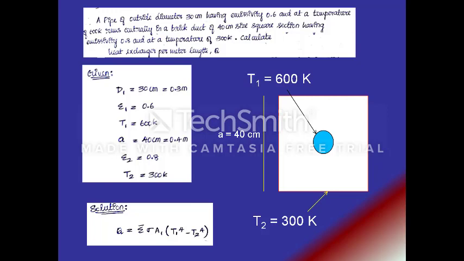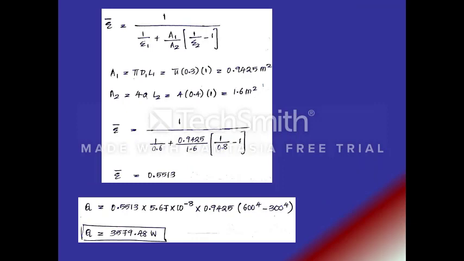We know this is the formula for heat transfer: epsilon bar into sigma into A1, where A1 is the surface area of the pipe, multiplied by T1 power 4 minus T2 power 4. For concentric spheres or cylinders, the formula for epsilon bar is 1 by epsilon 1 plus A1 by A2 into 1 by epsilon 2 minus 1.